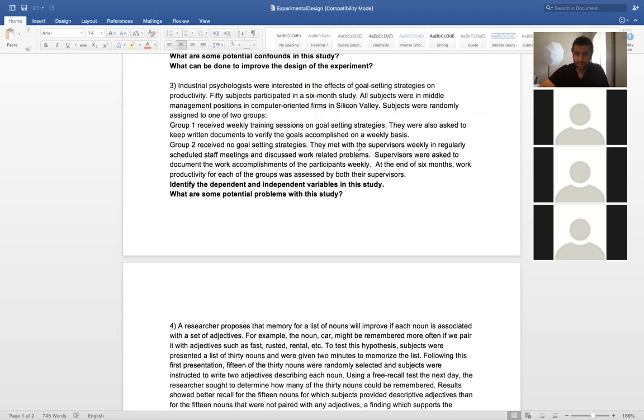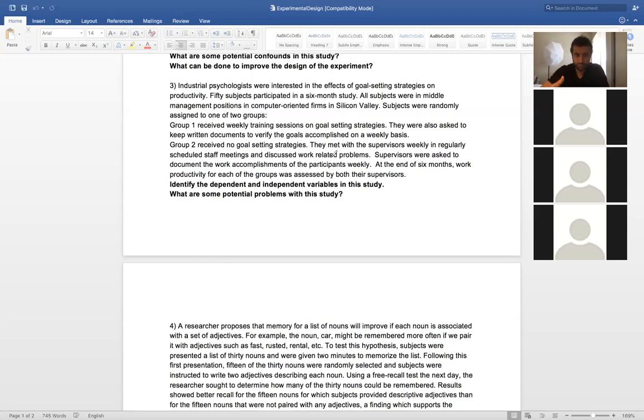They met with a supervisor weekly in regular scheduled staff meetings and discussed work-related problems. Supervisors were asked to document the work accomplishment of the participants weekly. At the end of the 6 months, work productivity for each of the groups was assessed by both their supervisors. What do you think the dependent and independent variables are?